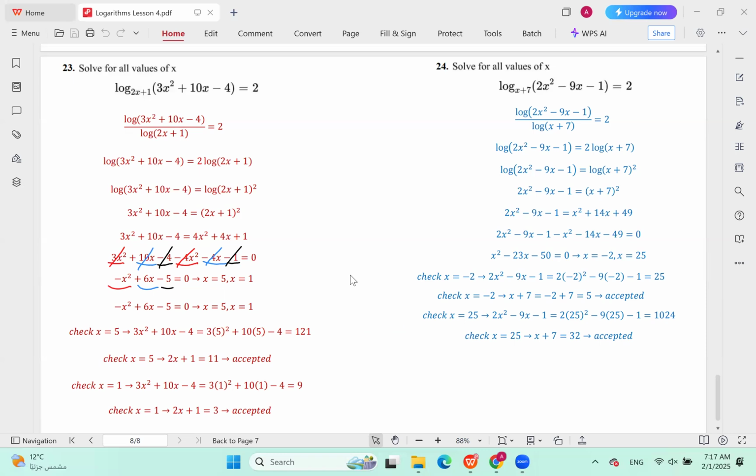You can just input this equation as it is into the calculator, and you're going to get the results, which are 5 and 1. Now we can type in the results onto the table. So we have two expressions here. We have 3x squared plus 10x minus 4, and we have 2x plus 1.